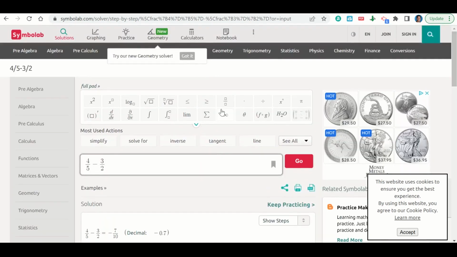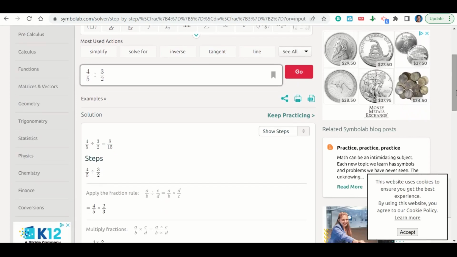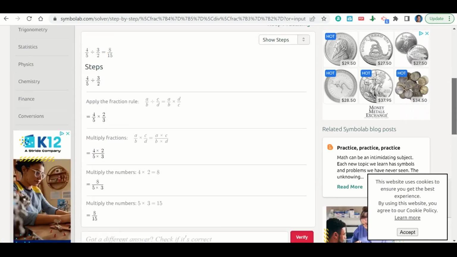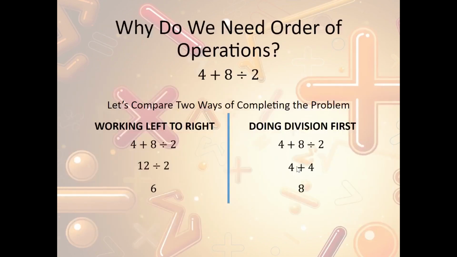So this is one way we can use Symbolab to check our work. And we can do it with any operation. So we could do this with, let's say, division. So let's make this 4 over 5 divided by 3 over 2. If we click Go, it'll give us an answer. It says that it should be 8 over 15. And it shows us step by step how to do this. So this is how you can use Symbolab to check your work when dealing with fractional operations.